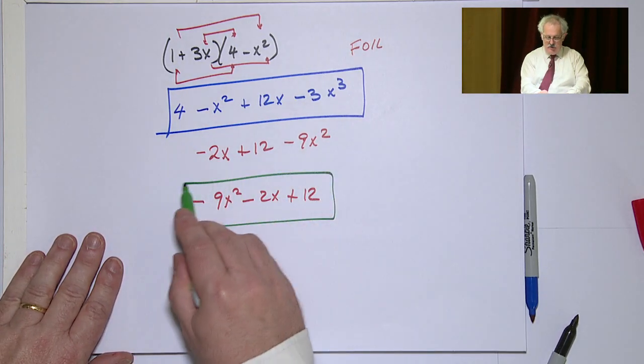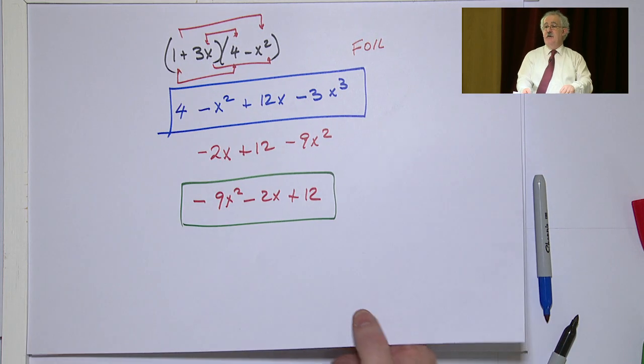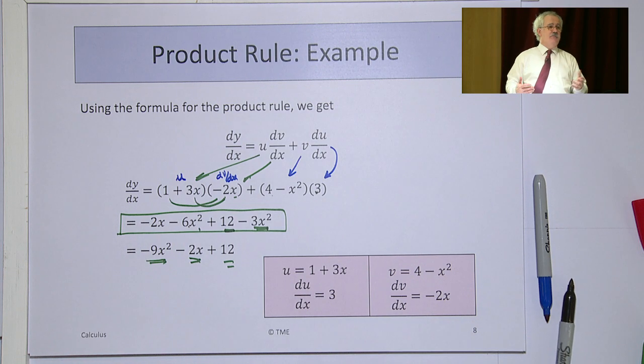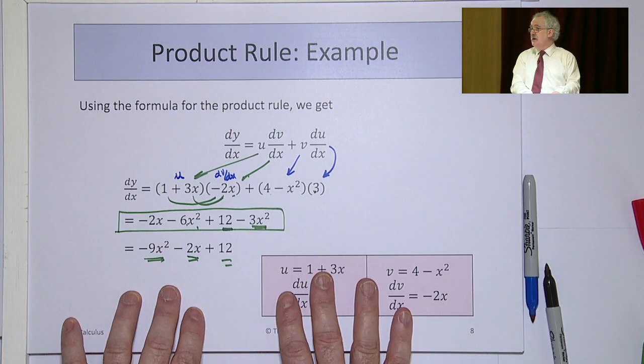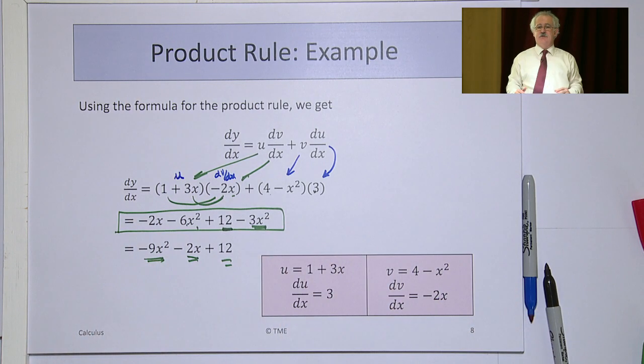Minus 9x squared, minus 2x plus 12. Exactly the same answer I would have got if I had multiplied it out. But the question may ask you to look at it from the product rule side, and it is easier at times. Is that okay? That's exactly how that's done. All product questions are exactly like that.